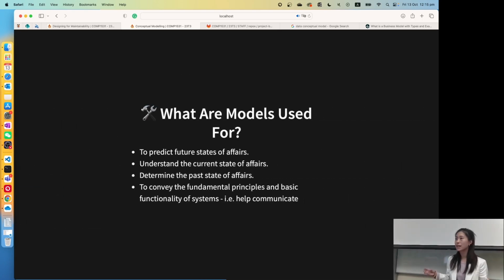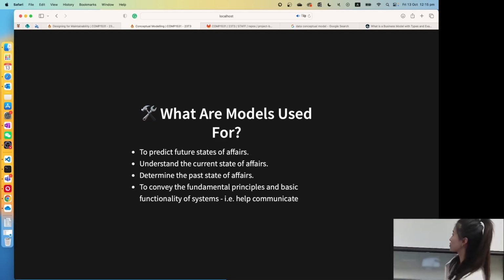So why do we need these models? Why are these models important in software engineering? First one, maybe they are important to predict the future state of affairs. So for example, this current slide is showing what the models are used for.